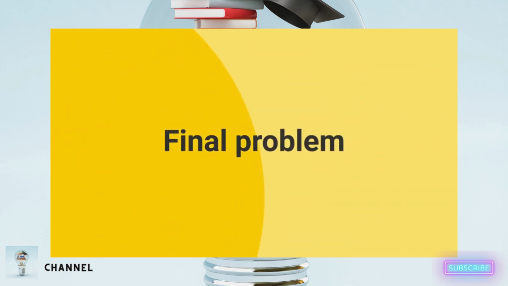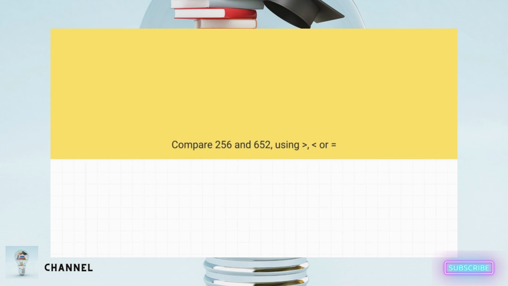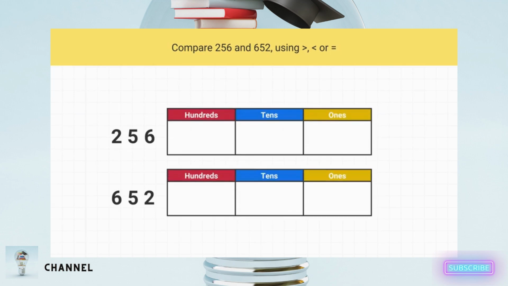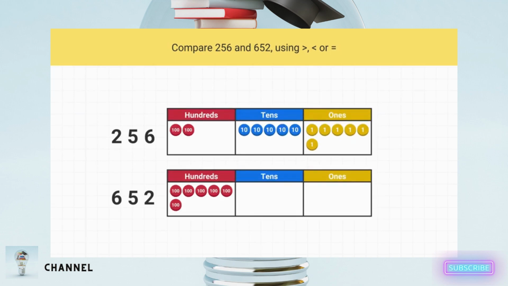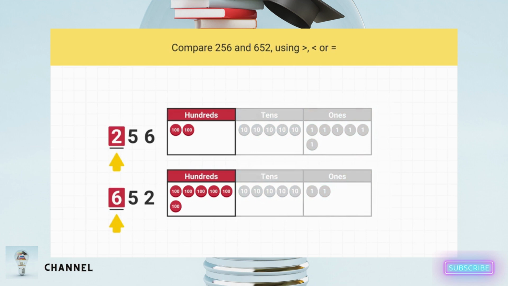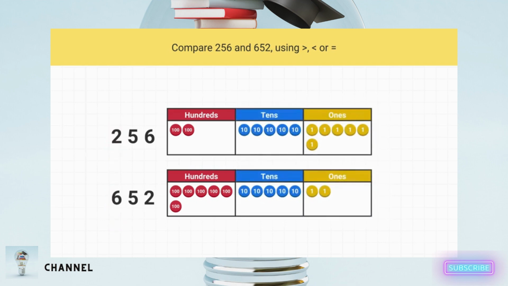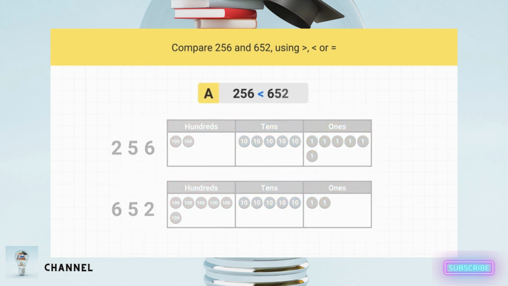Now here's one last problem to try. Compare 256 and 652 using the greater than, less than, or equal to symbol. First, we show these numbers with place value disks. Here's 256, and here's 652. When we compare, we see 652 has more hundreds. That means it has to be our larger number. We can stop here. Well, if 652 is larger, that means we'll write 256 is less than 652. So we use a less than symbol like this.